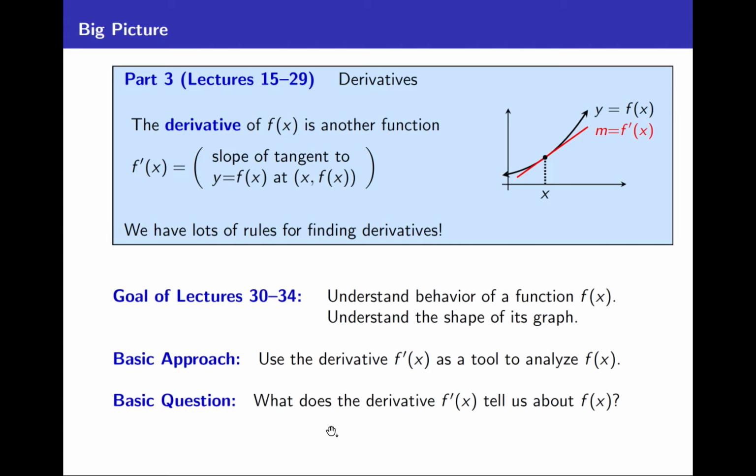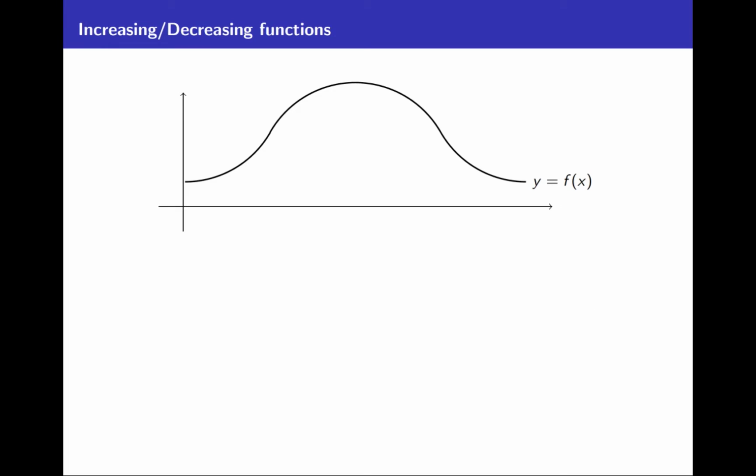The basic question that we'll be asking in lectures 30 through 34 is, what does the derivative f prime of x tell us about f of x? Today we'll see that f prime tells us where f increases and decreases. To illustrate that, consider the function that's graphed here. As you read from left to right, first it increases, and then, after that, f of x decreases as you read from left to right.